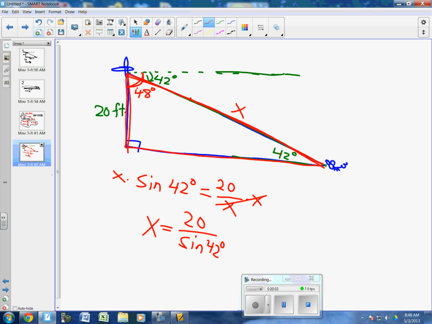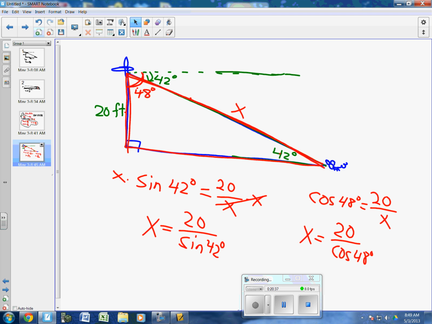Well, if I did this angle right here, I could do cosine of 48 degrees is equal to adjacent over hypotenuse. Do you remember the other day that we learned that the sine of 42 degrees is equal to the cosine of 48 degrees, since 42 and 48 are complementary angles? It's the same. You can see that in the picture right here. So either way you do it, you're going to get it right. And this would be x equals 20 over the cosine of 48. If you put either one of those in, you would get the same answer.